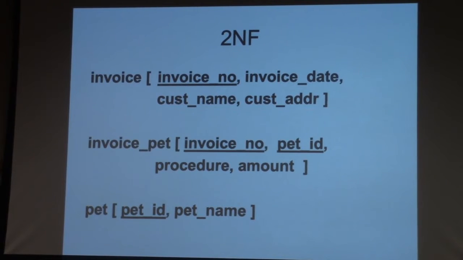Third normal form is only key dependency. Can you find any? Customer name determines customer address. Maybe, let's hold. Maybe, because we need more information to determine functional dependency. But the customer name, maybe. And the invoice number, pet ID, procedure determine amount, right? Depending on the procedure, it has a different amount. So these two may be candidates for the third normal form.